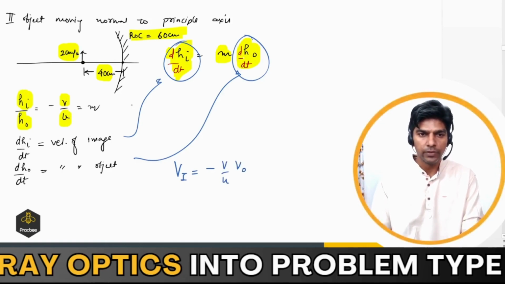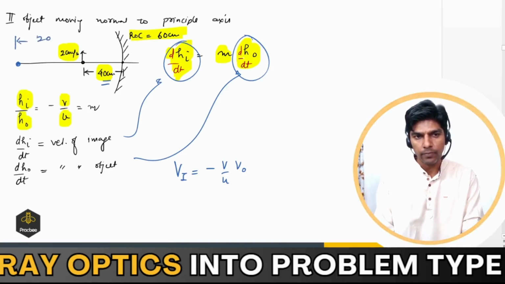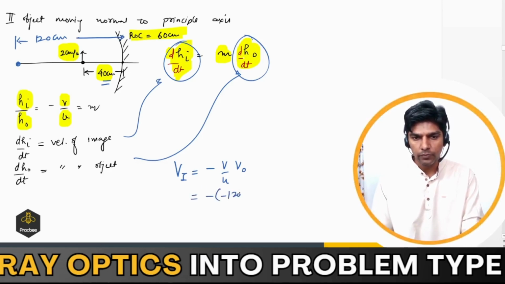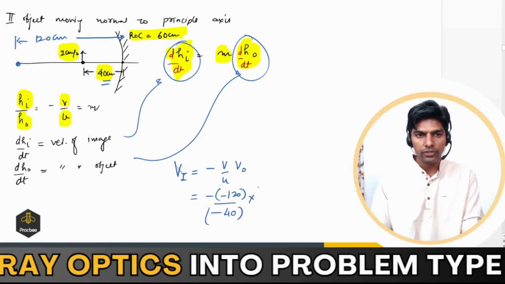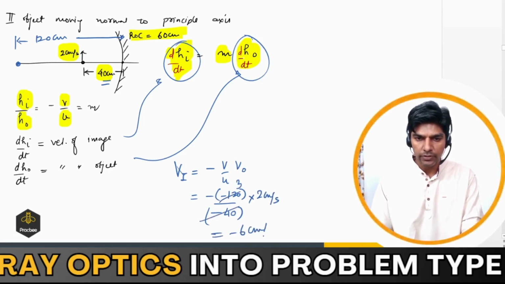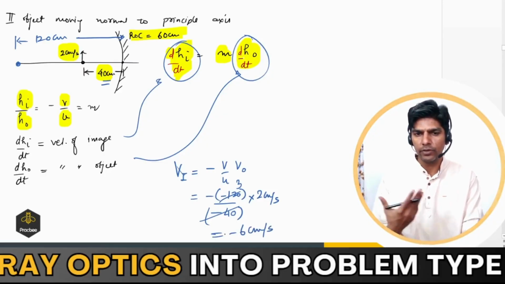Let us put the value. So when the object is at 40 centimeter, its image is being formed at 120 centimeter from the pole by using the mirror formula. So we can write this as minus of minus 120 divided by minus of 40, because the object is 40 centimeter from the pole, and velocity of the object is given as 2 centimeters per second. So this will give us 3. So it comes out to be minus 6 centimeter per second. Okay, again, you have to remember this.